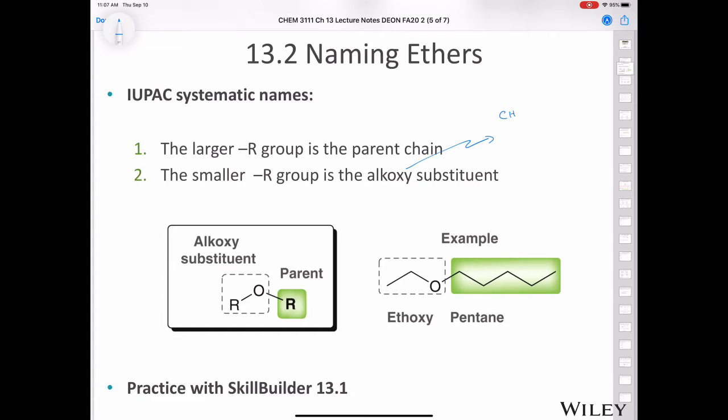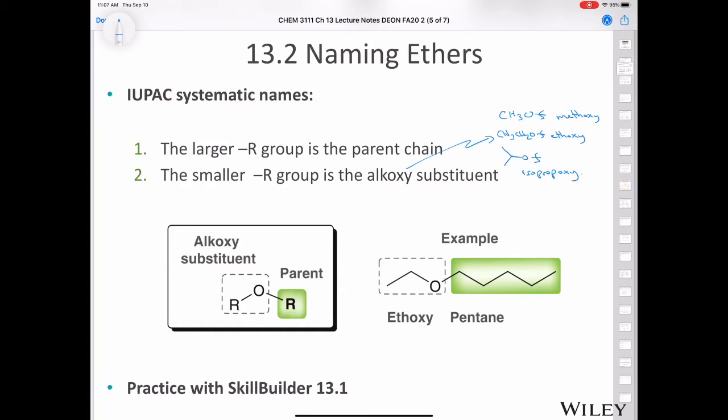Let's say we had a methyl and an oxygen like this. We would call that a methoxy, right? A methoxy. Let's say you had an ethyl group and an oxygen like this. We'd call that an ethoxy. And we can keep going. Let's say we had an isopropyl group and an oxygen like this. We would call that an isopropoxy. We could keep going, but we'll stop there.